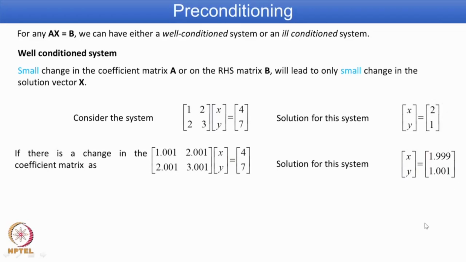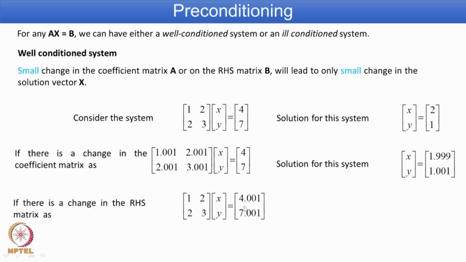Let us take the other case where you make a small change in the right hand side matrix, and that is what is shown here. So, the coefficient matrix is the same, the right hand side matrix now is 4.001 and 7.001. For such a system, the solution appears to be as shown here: x and y equal to 2.003 and 0.999. So, you can observe for this example, if you make a small change either in the coefficient matrix or in the right hand side matrix, it results in only a small change in the solution matrix.